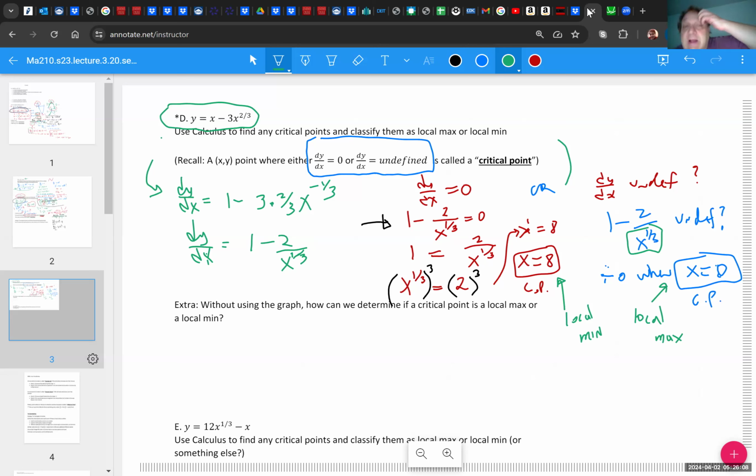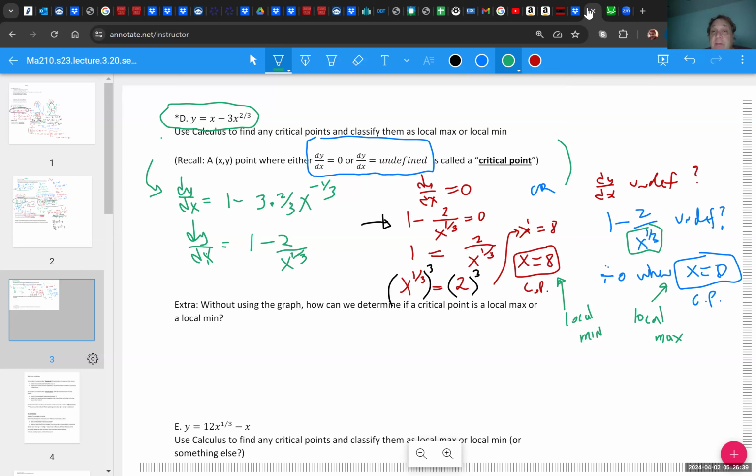Okay, so for this particular equation, the example D here, we have two critical points. x equals 8 is a local minimum and x equals 0 is a local maximum. So that's the idea of finding and classifying critical points. So I want to also show you how you can classify the critical points. You can find whether it's a maximum or minimum without having to rely on a graph. And that's the simple idea of increasing and decreasing.